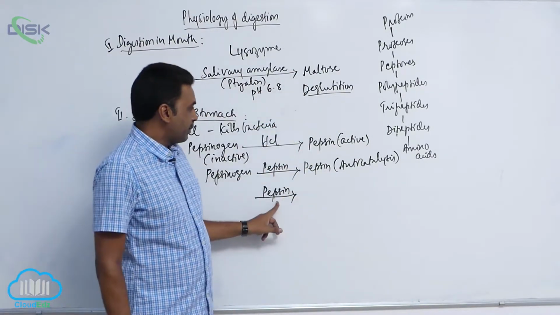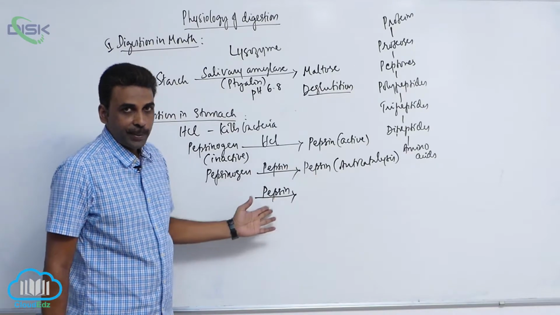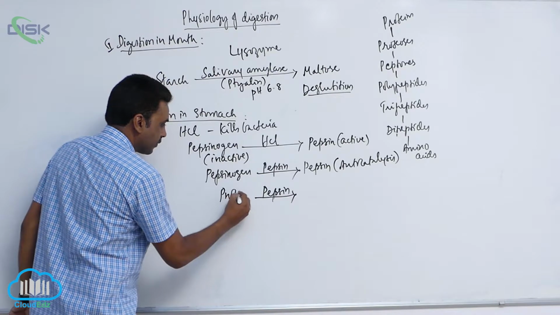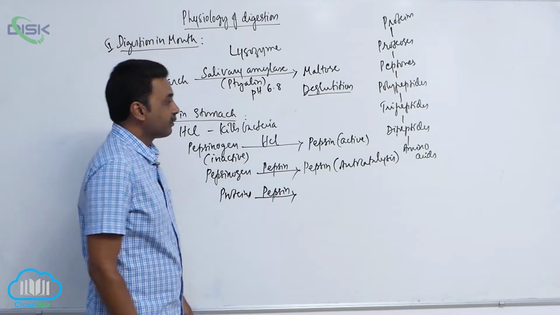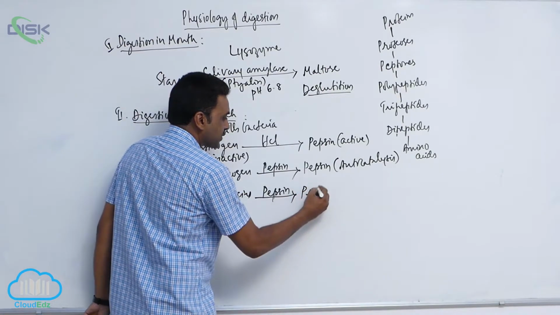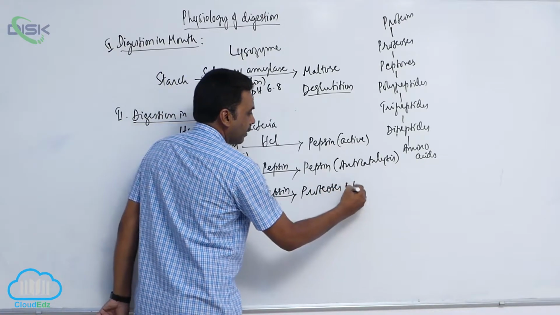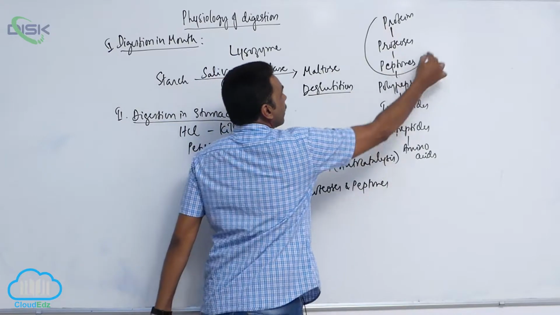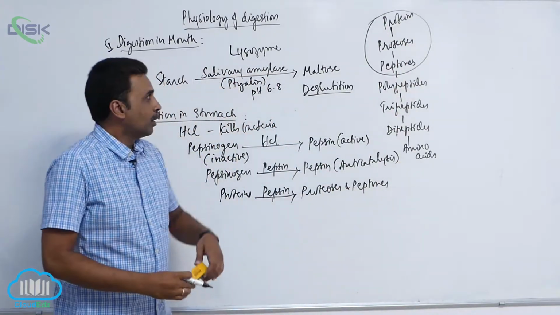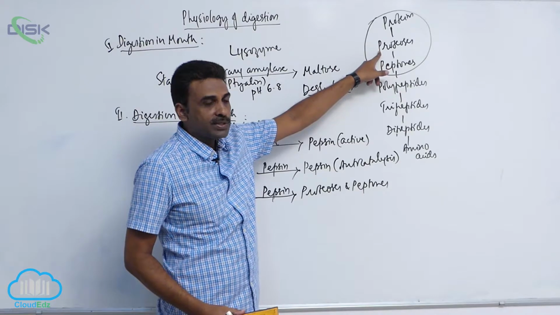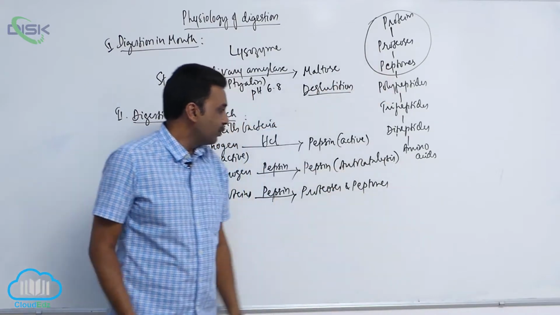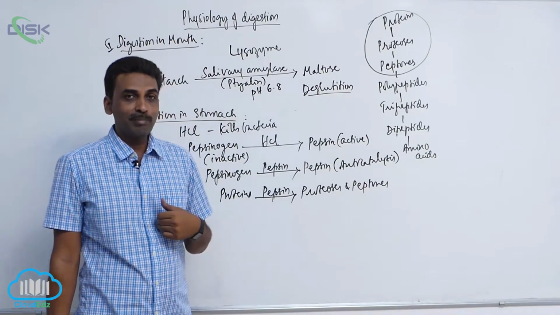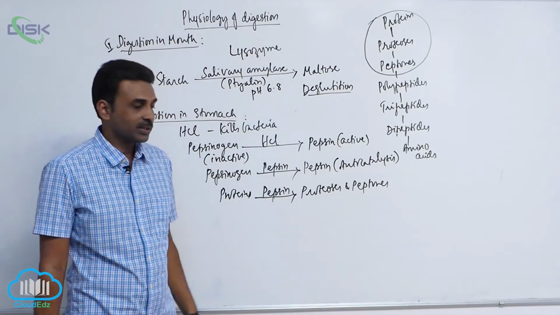Now, the activated pepsin acts on the first one, the proteins, and converts that into proteoses and peptones. So in this area, proteins are converted into proteoses, and proteoses are converted into peptones. This total process occurs with the help of pepsin inside the stomach.